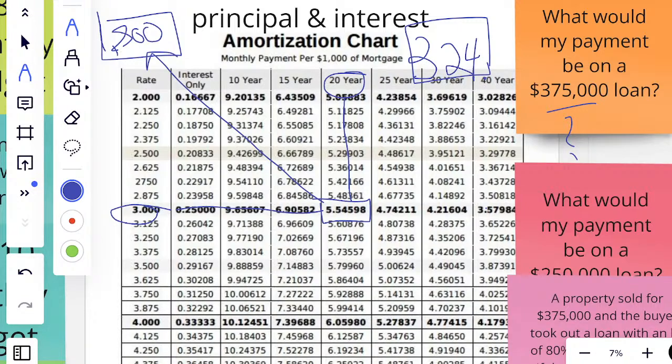Because once you figure out how many of the monthly payments per $1,000 fit into your monthly budget, you just take the number that you get from that and multiply it by 1,000, because you have to understand this chart, every number here is just showing you the monthly payments per $1,000 mortgage. So everything is based off of that. Everything is showing you principal and interest per 1,000. Okay?